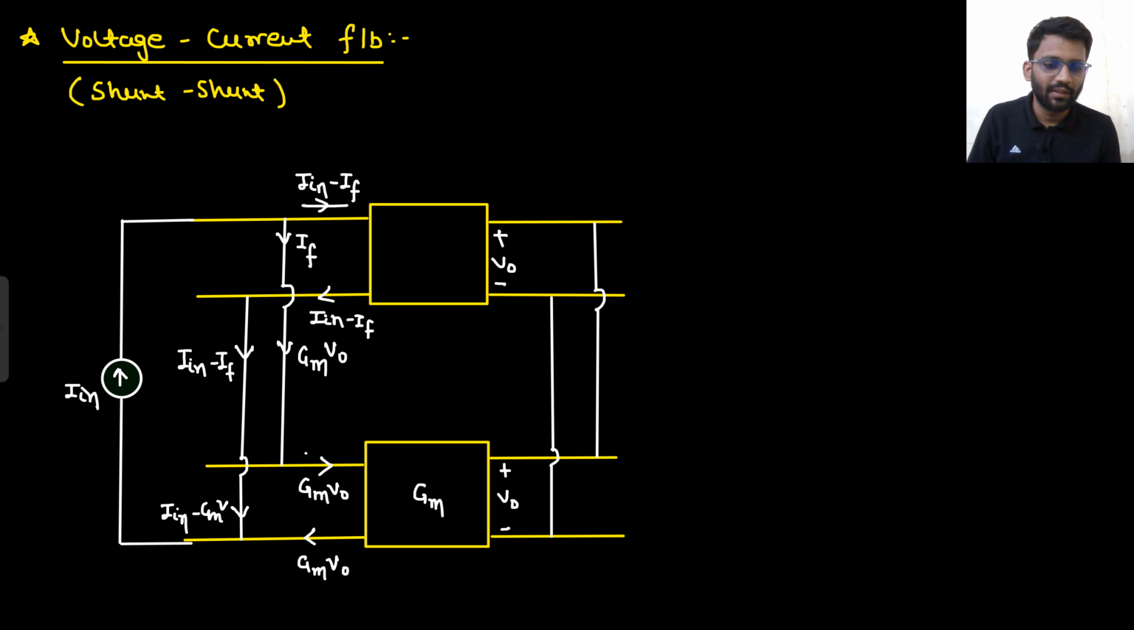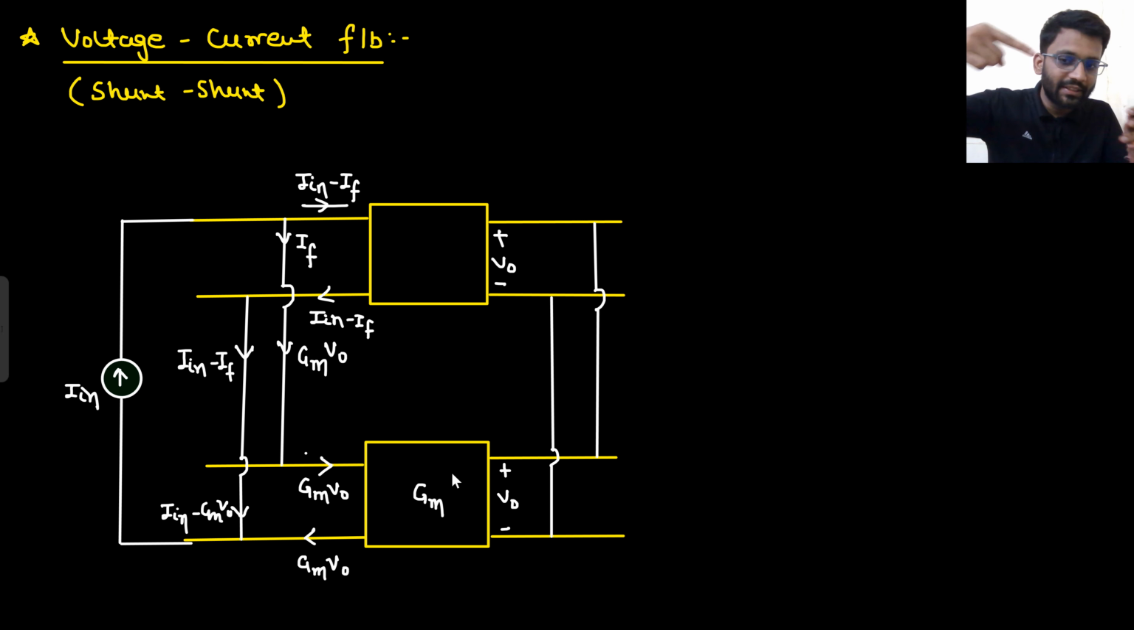What we are doing? Actually, the current connection is a bit typical, but it is understandable because we have already seen series and parallel connection. So what is happening? From output, voltage is coming, that is being multiplied with GM, that is converted into GMV naught. Now this current is GMV naught, right? That is being mixed with the input.